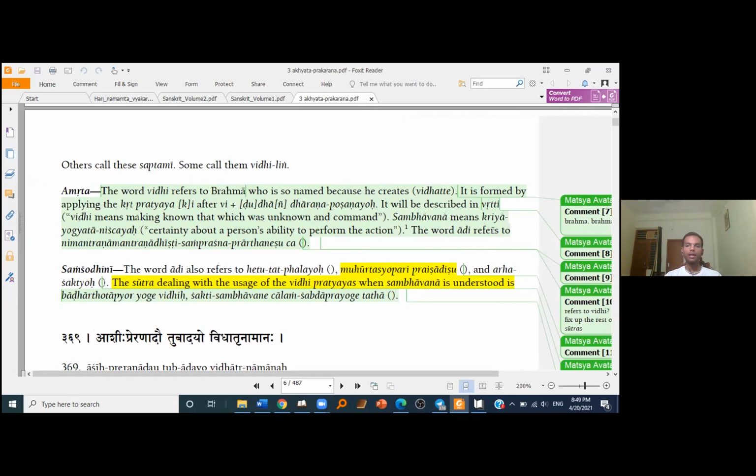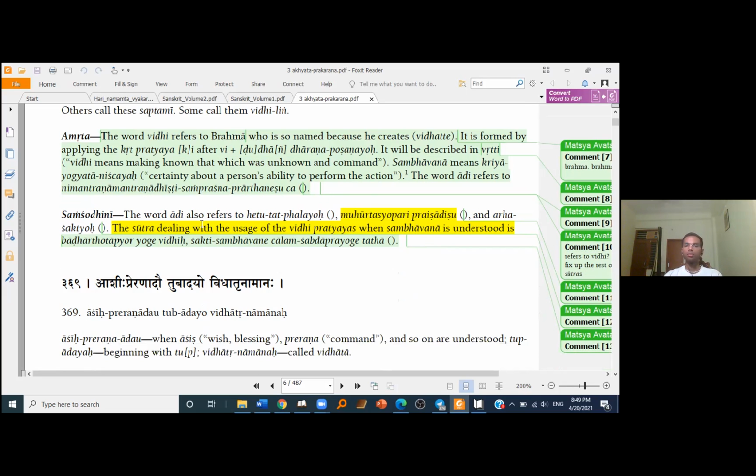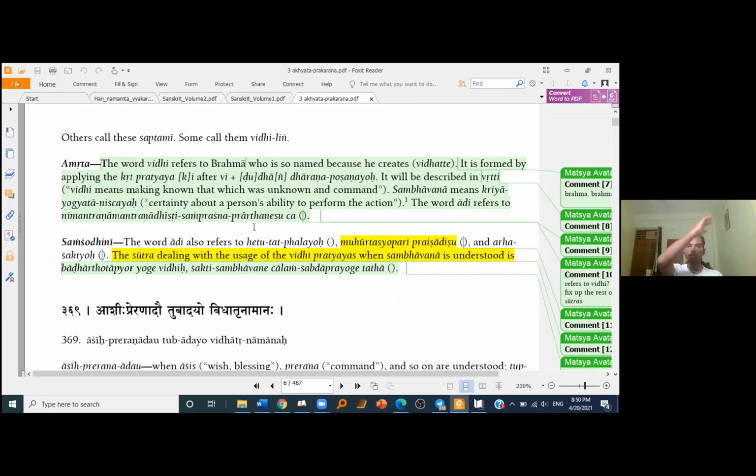The word adi refers to nimantrana, amantrana, adhishti, samprashna, pratham, prarthaneshu. So all these will come in karaka basically. More meanings about each of the tenses. So karakas will deal with the meanings of all the vibhaktis, the karakas, and it will also deal with the meanings of all these tenses. So the next chapter deals in detail with that.